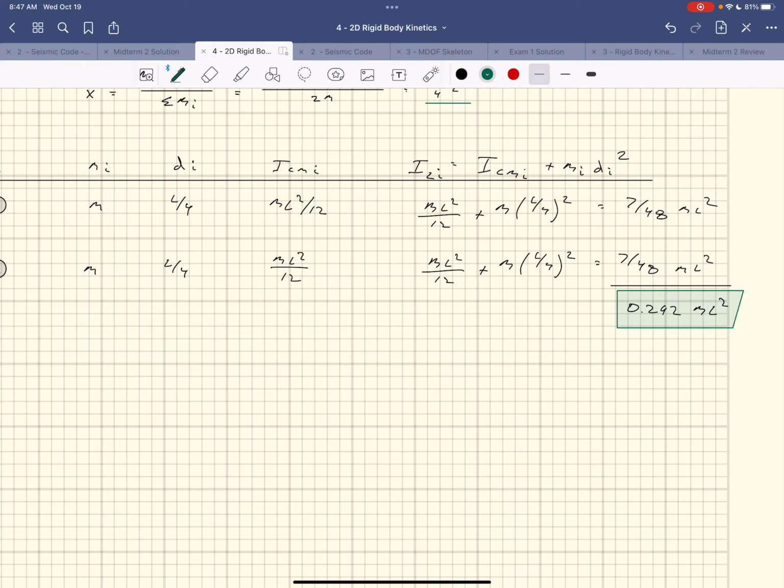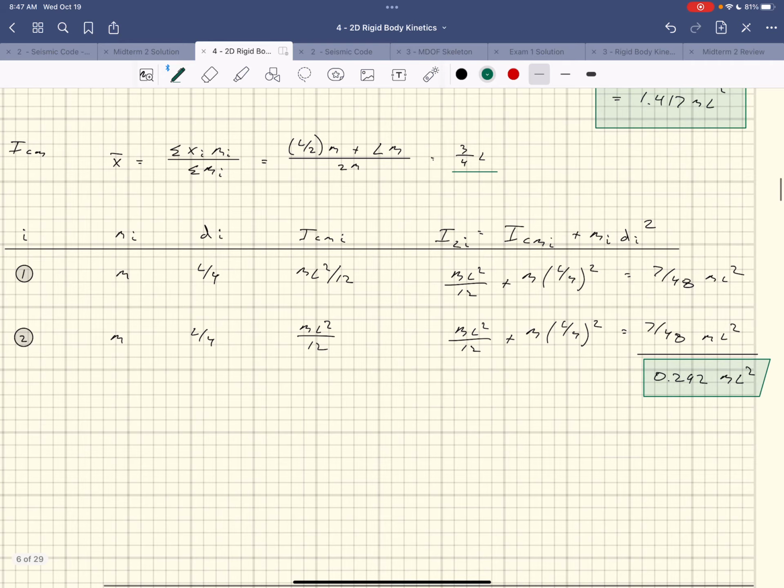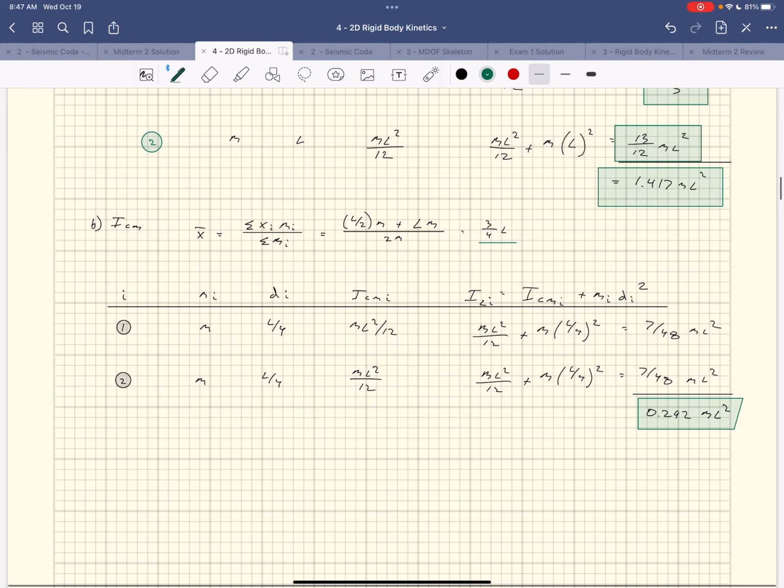So that's what its moment of inertia is about its center of mass, right? As we said before, it should be significantly smaller. So it's tighter around that center of mass, and so it's going to rotate easier about the center of mass versus the other one where it's more distributed away. Okay.